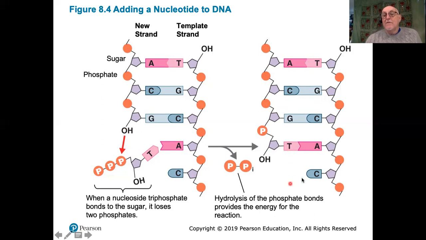The next one to come in, obviously, we've got a C there. We're going to bring in a guanosine with its 3 phosphates there. Guanosine triphosphate. Going to use the energy from the phosphate bonds, and we're going to join the G here. Remembering, these are covalent bonds. These bonds across the middle here are hydrogen bonds.